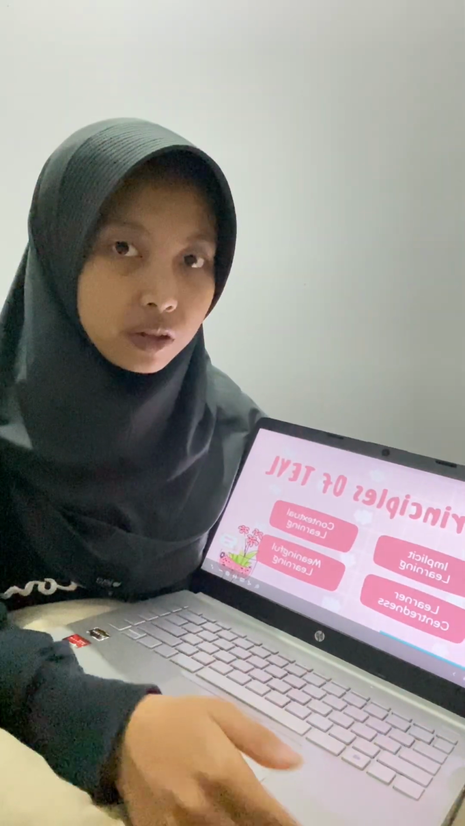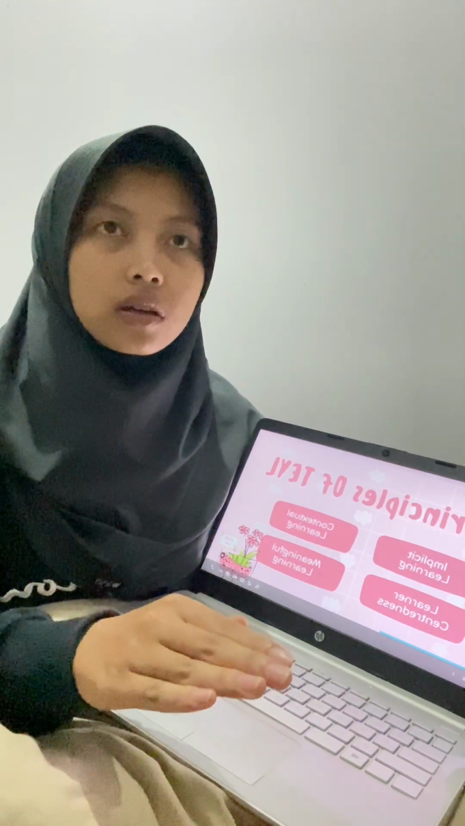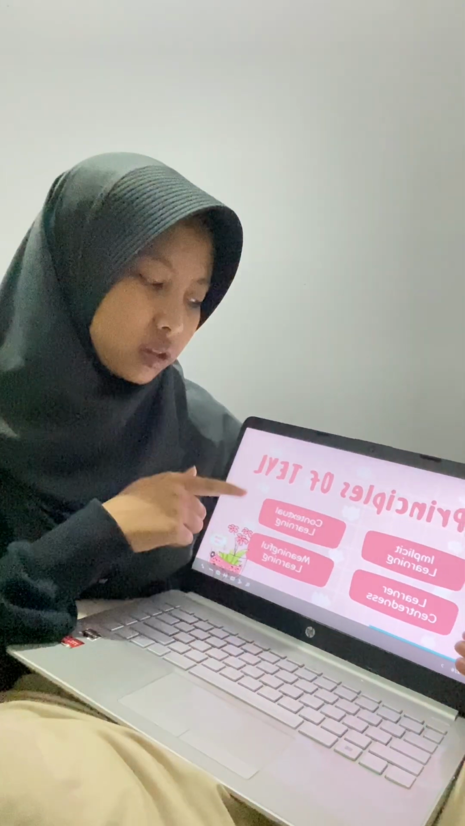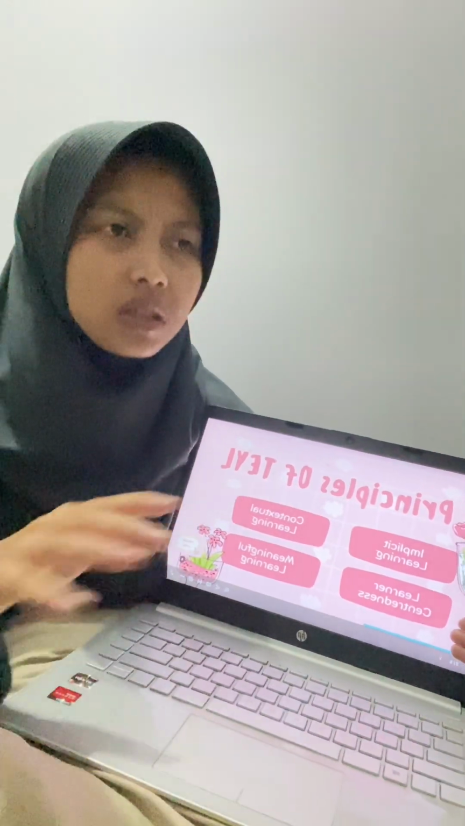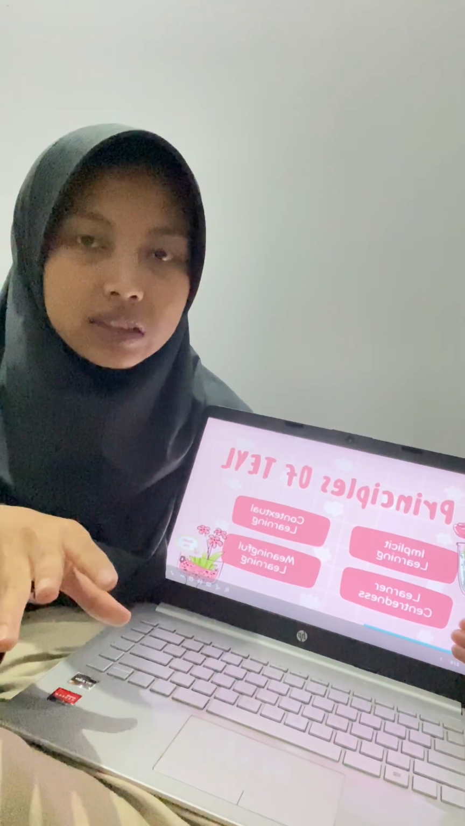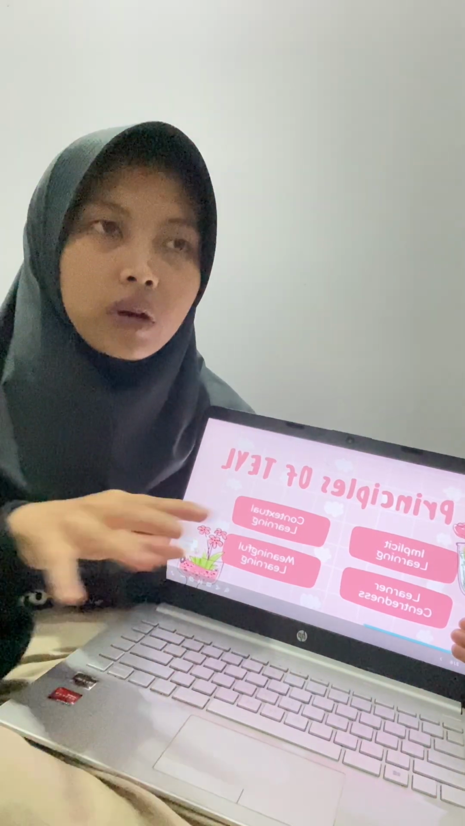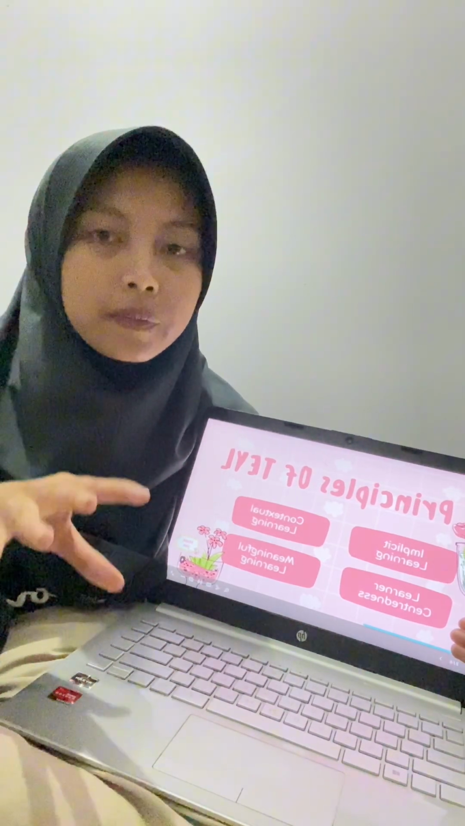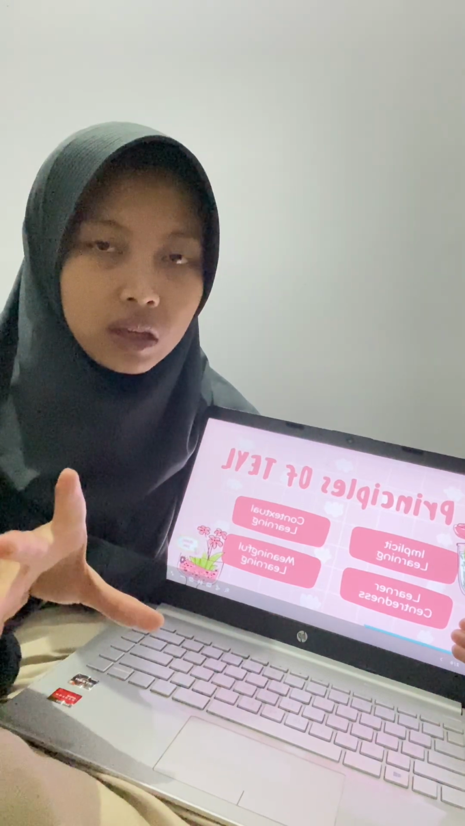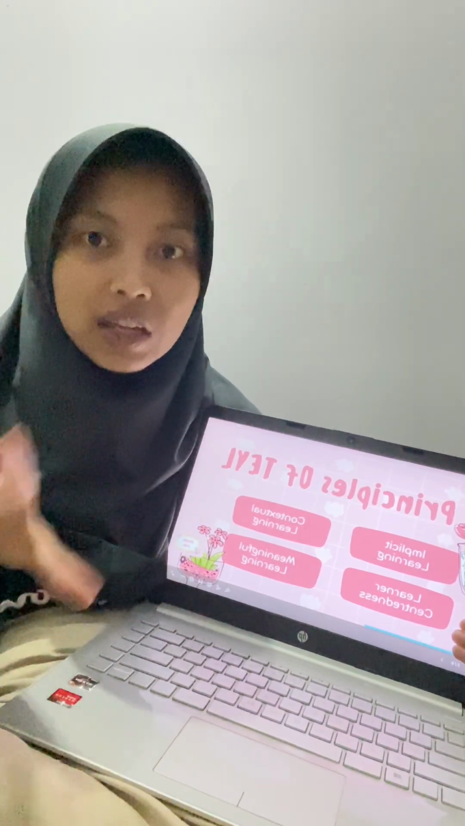So for implicit learning, it is learning naturally, through exposure. And for contextual learning, it means learning through real-life context. For example, we learn about grammar, how to buy something. So if we now want to buy something, what should we say? Yeah, like that.